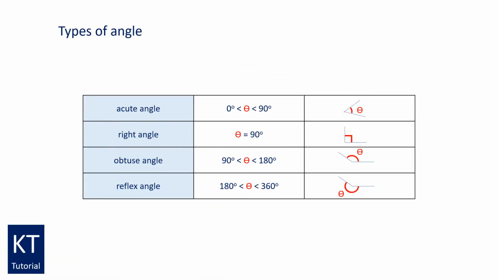I will start with types of angles. Acute angle is an angle strictly between 0 and 90 degrees. The right angle is exactly 90 degrees. The obtuse angle is strictly between 90 and 180 degrees. And the reflex angle is strictly between 180 and 360 degrees.